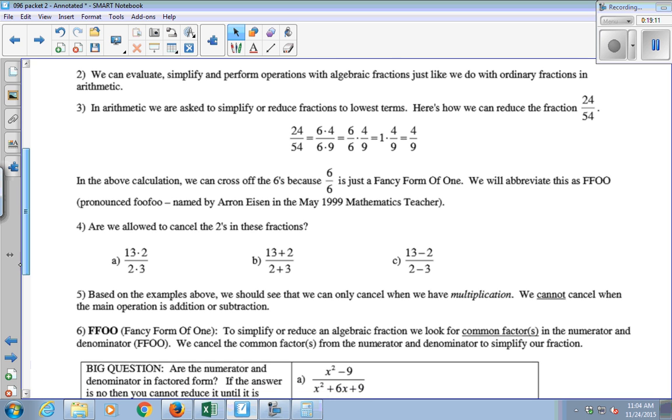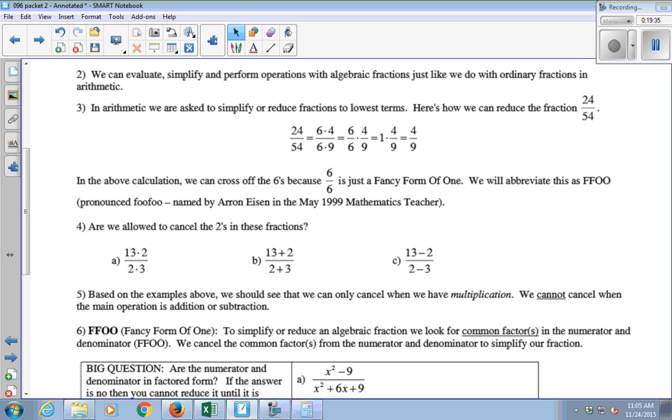So we can evaluate, we can simplify, we can perform operations with algebraic fractions, just like we do with ordinary fractions when you first learned arithmetic. So in arithmetic, you're often asked to simplify or reduce fractions to lowest terms. So here's just a little reminder of how you would reduce the fraction 24 over 54.